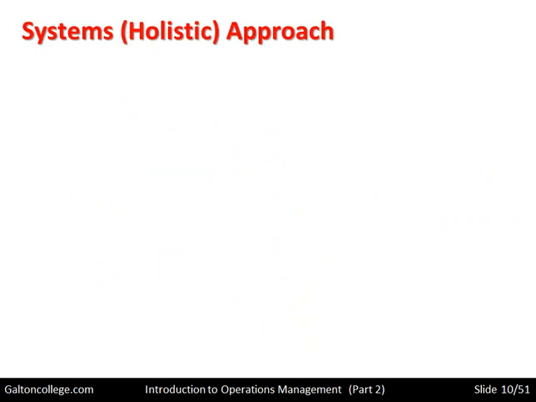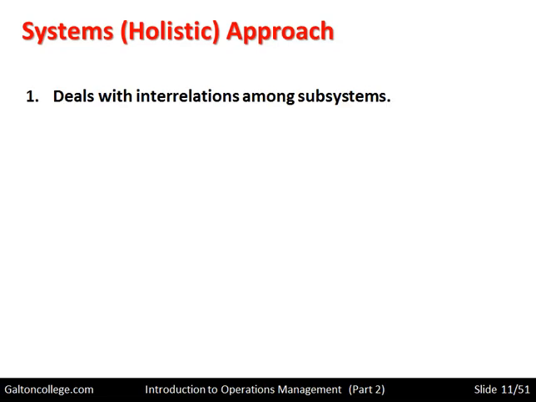So let's look at what's known as the systems, or the holistic approach. Look at the whole system, the whole production system. It deals with interrelations among subsystems. So it depends on how we define the bigger system. The system could be the company. So we have various departments which could be seen as subsystems, all feeding into the welfare, if you like, and the routines of the overall system. So the overall system could be seen as the company, and the subsystems departments.